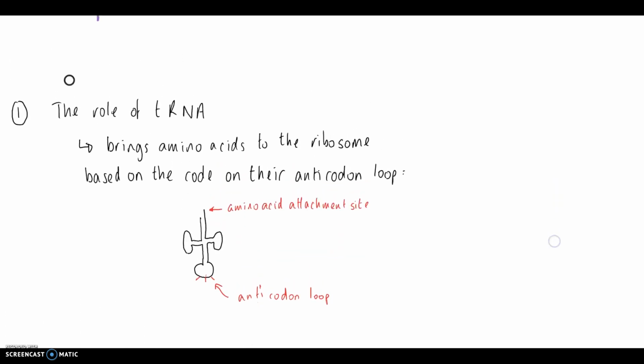tRNA is a type of RNA that brings the amino acid to the ribosome, and which amino acid is brought to the ribosome is determined by the code on the anticodon loop. So using the codon tables, you can work out which amino acid would attach here depending on what code you had there.